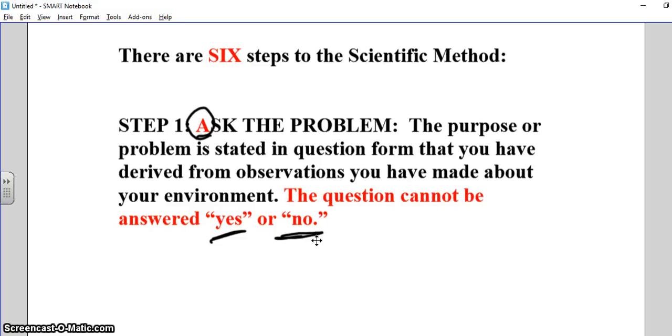The way we are going to be asking the problem this year is how does the IV affect the DV? If you guys remember, IV stands for independent variable and DV stands for dependent variable. It makes you guys sound smarter when you ask the question, how does the IV affect the DV?